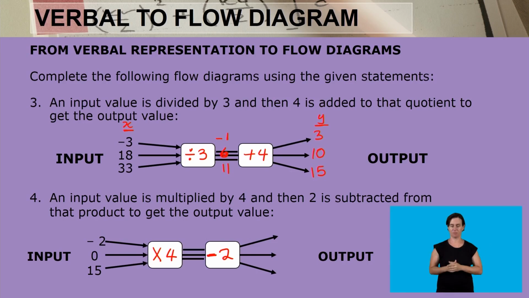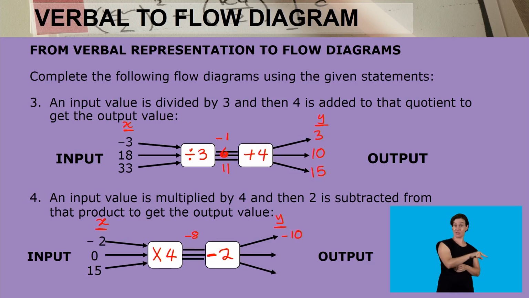We are now going to take this representation and put it into a flow diagram. Let's look at our first input value, which is -2, and see what output value it is going to give us. So -2 multiplied by 4 is going to give us -8. Yes, you are correct. Then from that -8, we are going to subtract 2. That is going to give us an answer of -10.